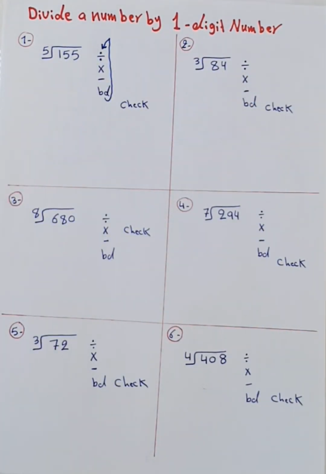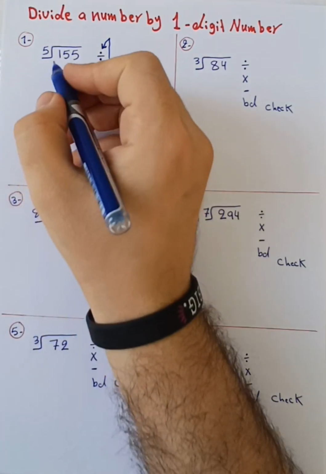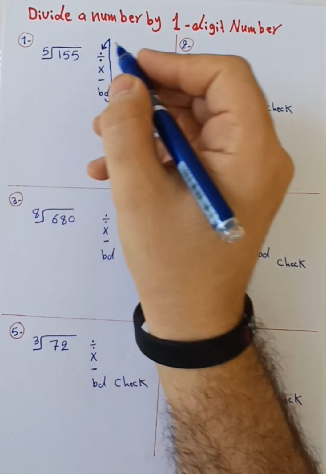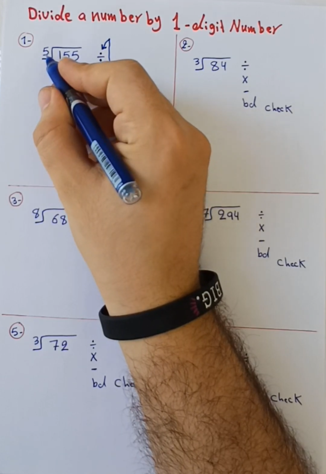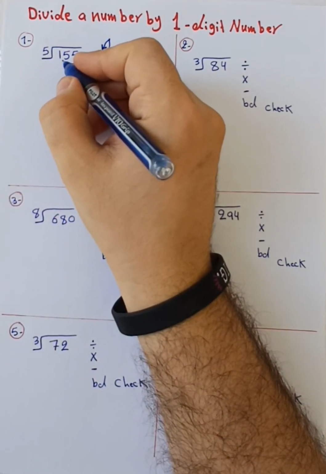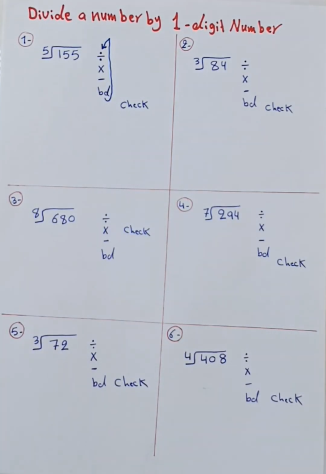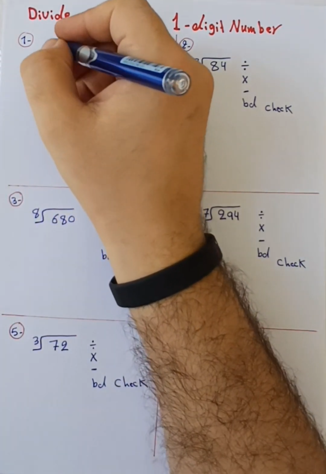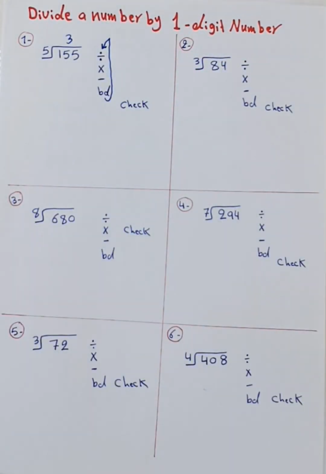So we have 155 divided by 5. The first step, you have to start from the first number at left, from this one, and the first step is divide. 1 divided by 5 we can't, because 1 is less than 5, so we have to take these two numbers together. 15 divided by 5, it means how many 5s are in 15. If you know the multiplication table, you know 3 multiplied by 5 equal to 15. So in 15 we have 3 fives.